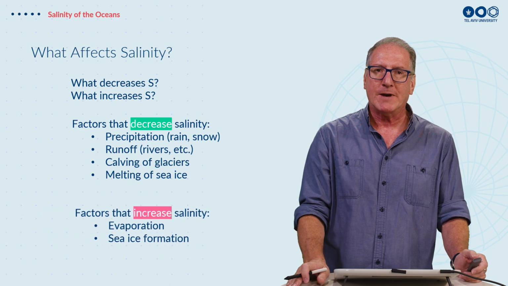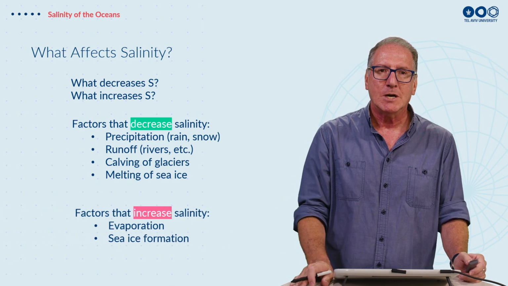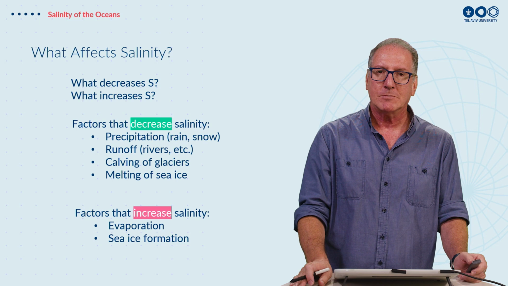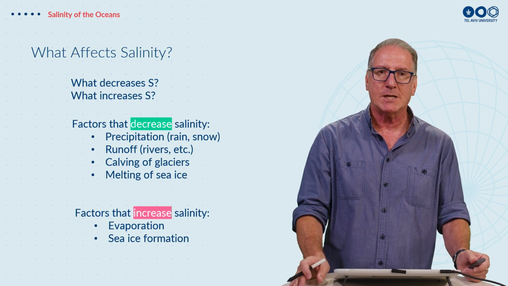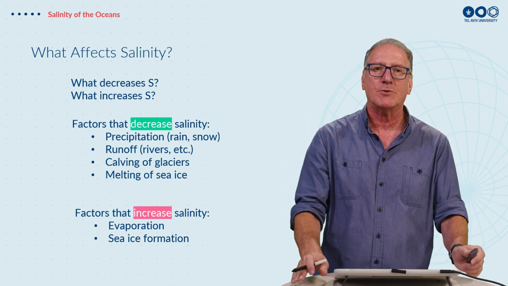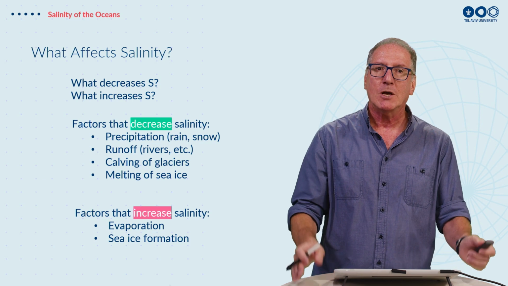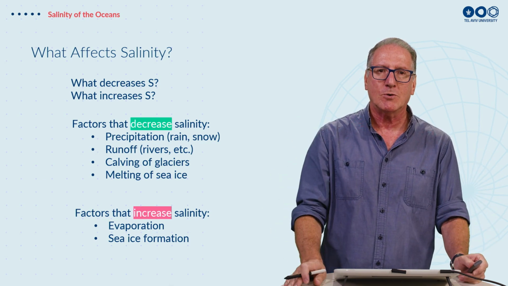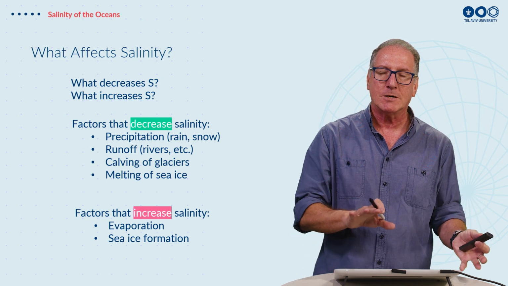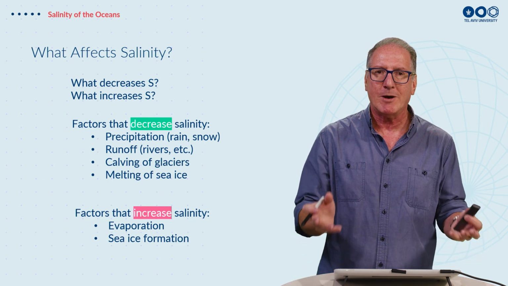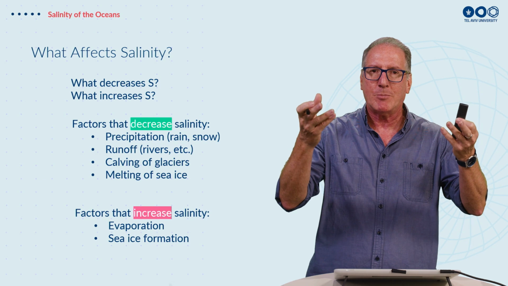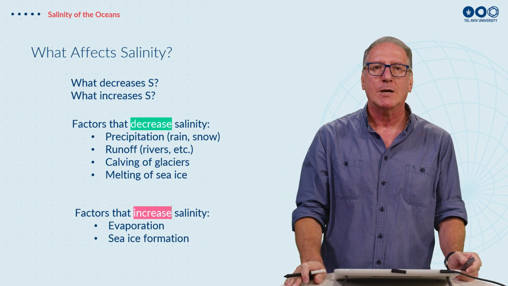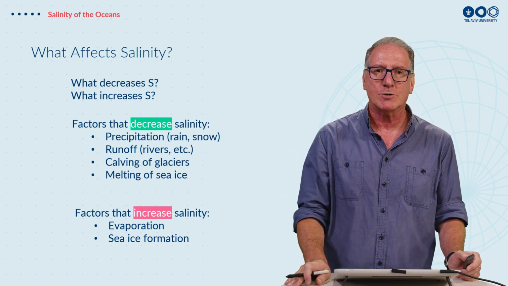On the other hand, the factors that will increase the salinity are mainly evaporation, like in the regions of the Hadley cell where we have the subsidence in the desert regions, not much rainfall, lots of evaporation, and it's hot. As we evaporate the water off the oceans, the salt will remain in the oceans. When we evaporate water, the fresh water evaporates, but it leaves the salt behind, increasing the salinity of the oceans.